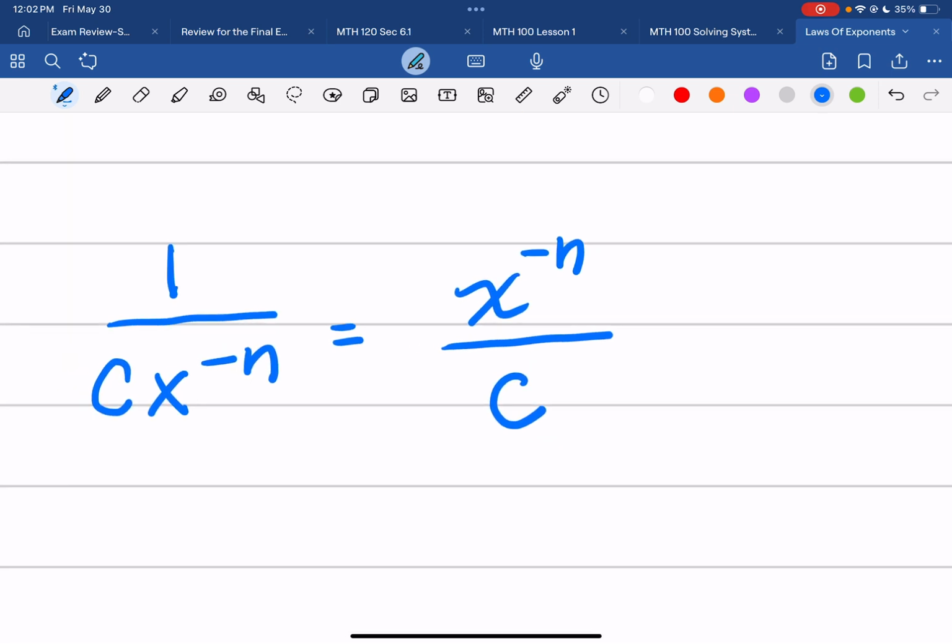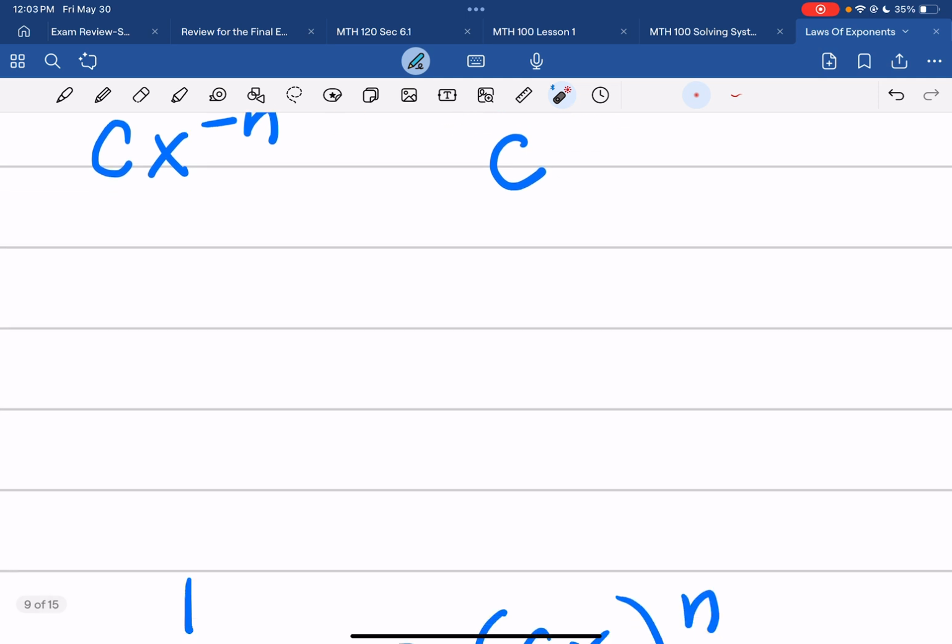However, if there is a coefficient in the denominator, 1 over cx to the negative n, the coefficient is not affected by the negative exponent. It remains in the denominator. Oops, let me fix that. Because when I move this base to the numerator, it gets a positive exponent. So make sure you do that. The base is in the denominator with a negative exponent, moves to the numerator, becomes a positive exponent.